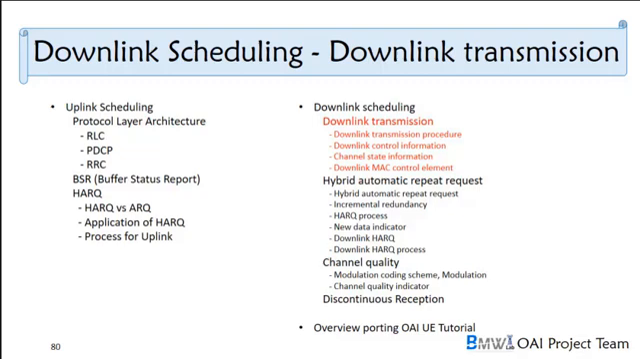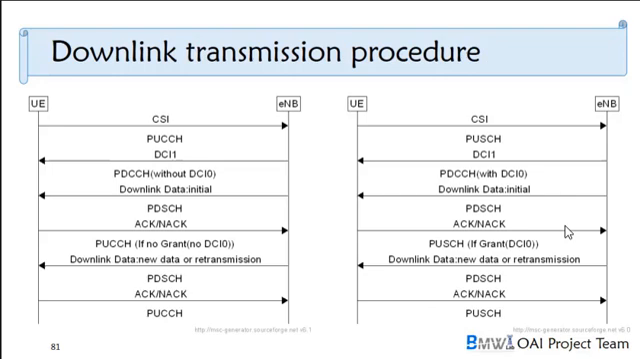The downlink scheduling is my part, and first I want to introduce the downlink scheduling. This figure is the downlink transmission procedure. And now we can see the UE will send a CSI, which means the channel status information, to the eNodeB by the PUCCH, and the eNodeB will respond with the DCI 1 by the PDCCH, and then it will start to transmit the downlink data.